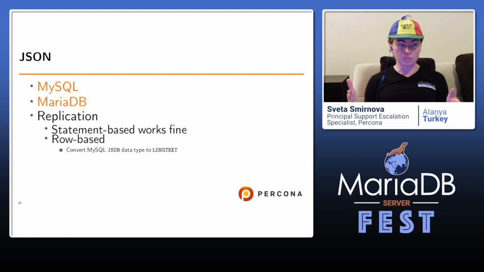But this data type mapping creates some issues with replication. For statement-based replication, it works fine. But for row-based replication, it cannot replicate from the MySQL JSON type to the MariaDB long text type, because these are different types. If you have a MySQL source server, you have to convert the JSON data type to long text.